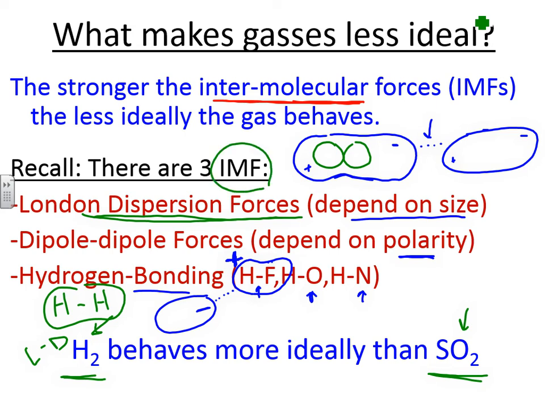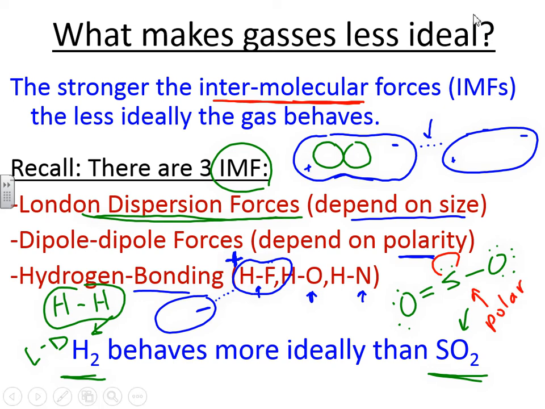Whereas if you analyze SO2, SO2 is actually polar. The reason why it's polar is that if you draw its structure, it looks like this, and if you recall, this allows us to have a bent geometry. Because it's bent, because of that lone pair, this molecule becomes polar. Now, because SO2 is polar, it has dipole-dipole forces, which cause attractive forces between the molecules.